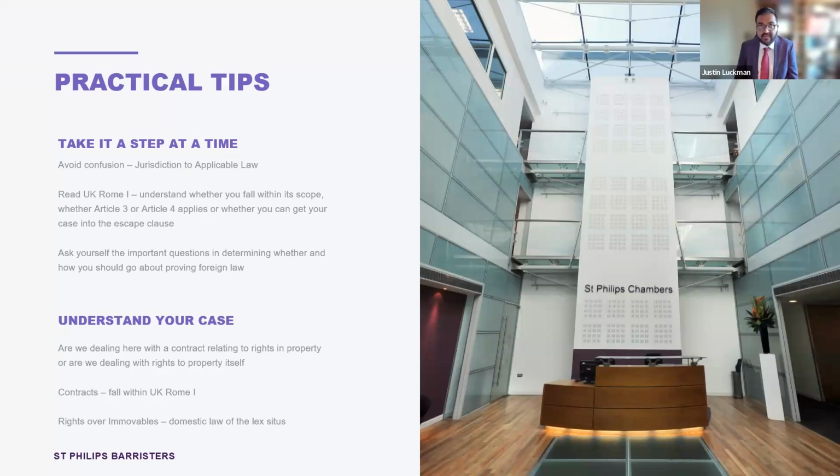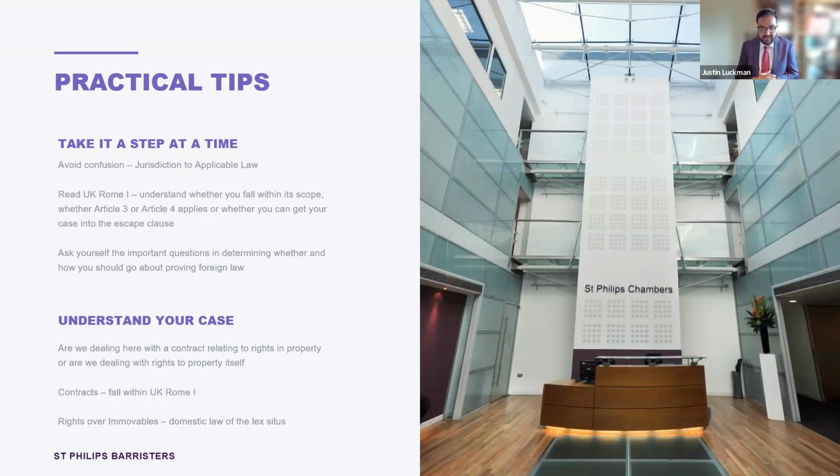Question whether or not you fall within its scope. Has a law been chosen? If not, do you fall into one of the rules relating to the law in the absence of choice? Then take a judgment call on whether or not to consider the escape clause. Are there substantial connecting factors pointing in the direction of another country other than where the property is located? So where was the contract entered into? Where do the parties reside? Whether the contract relates to other subject matter and performance in another country. Where were the funds paid, for example?